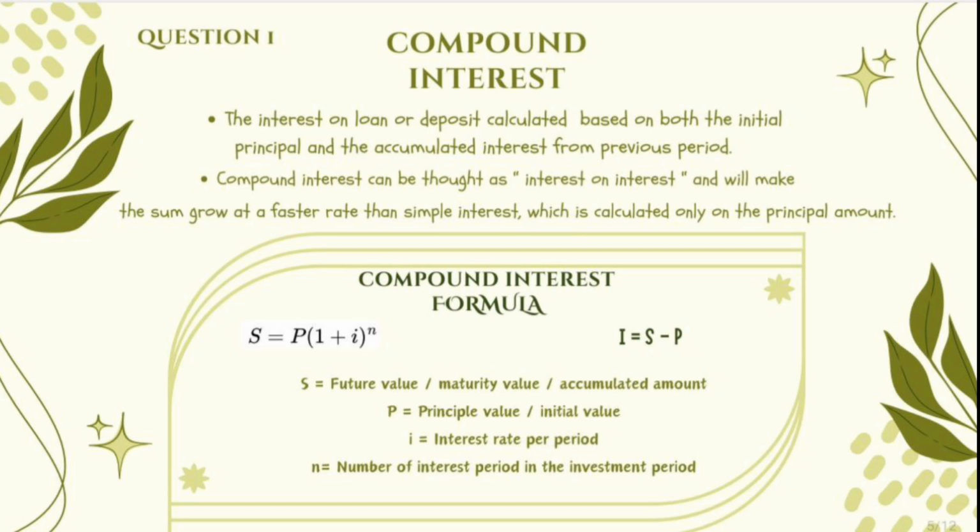Compound interest has two formulas, which are S equals P (1 + i)^n, and the other one is I equals S minus P. S stands for future value, maturity value or accumulated amount. P is the principal value or initial value. I stands for interest rate per period. N is the number of interest periods in the investment period.